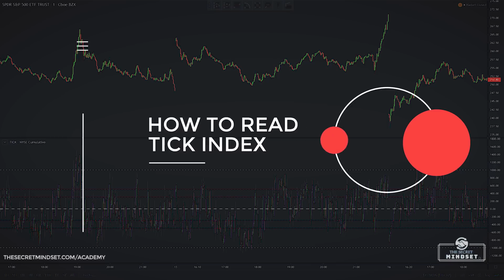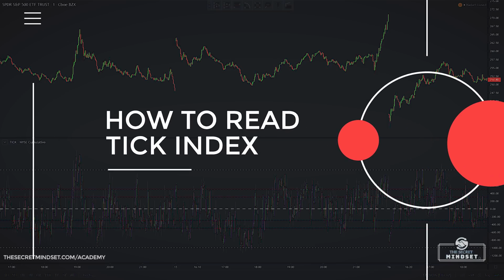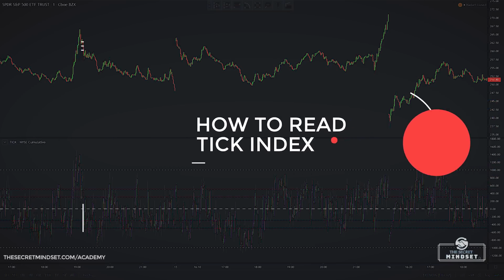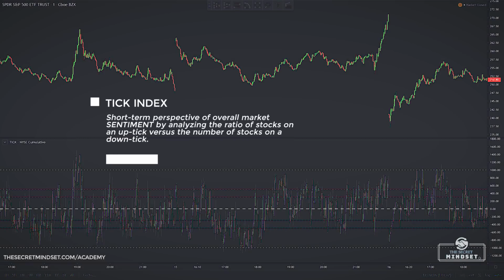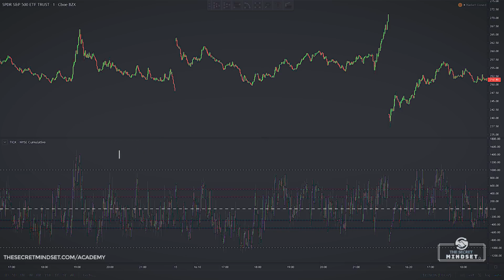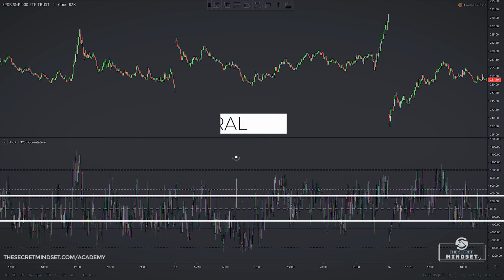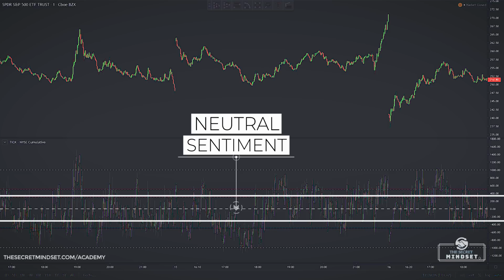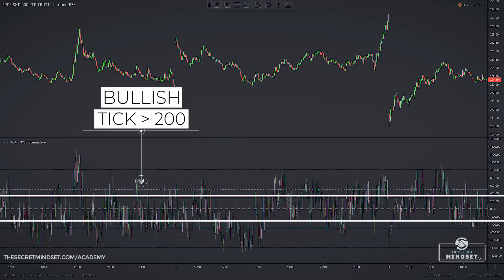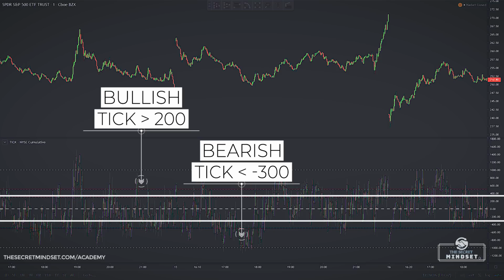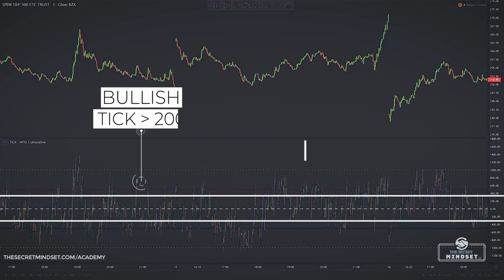So how to read the tick index? Tick offers traders a short-term perspective of the overall market sentiment. This is extremely valuable for scalping trades. The ratio of stocks on an uptick versus the number of stocks on a downtick presents a short-term actionable point. Tick index values between plus 200 and minus 300 indicate a neutral market sentiment. Bullish is when values become higher than 200, and bearish when lower than minus 300.